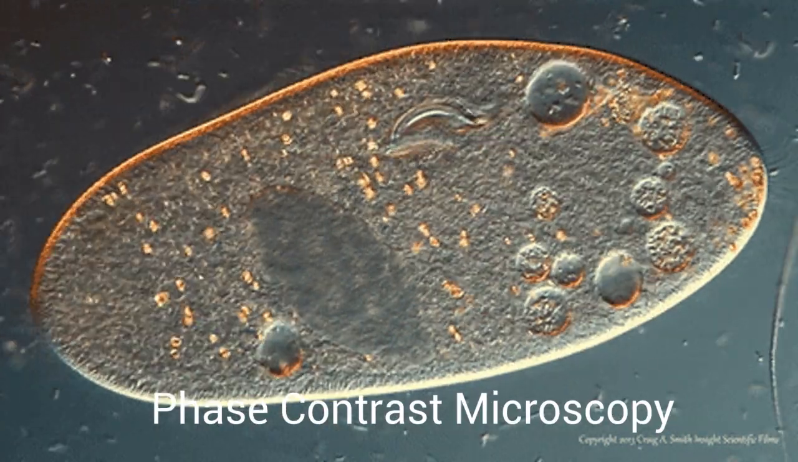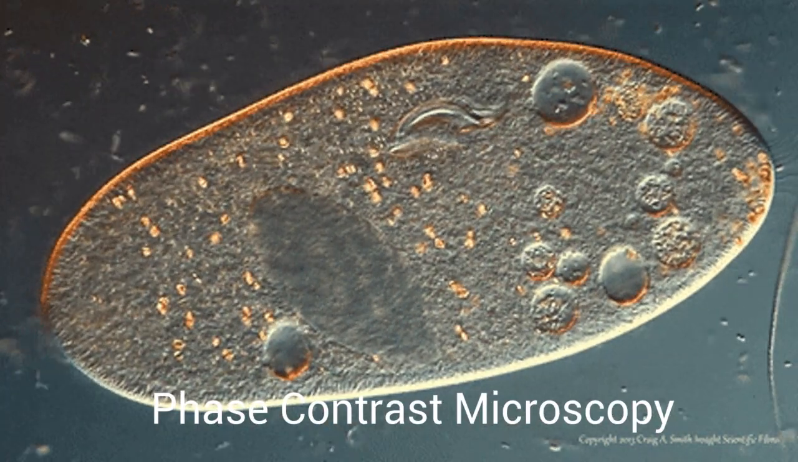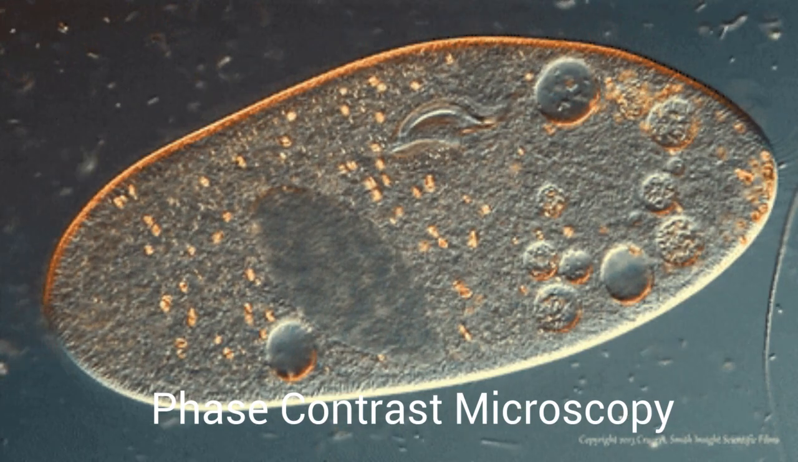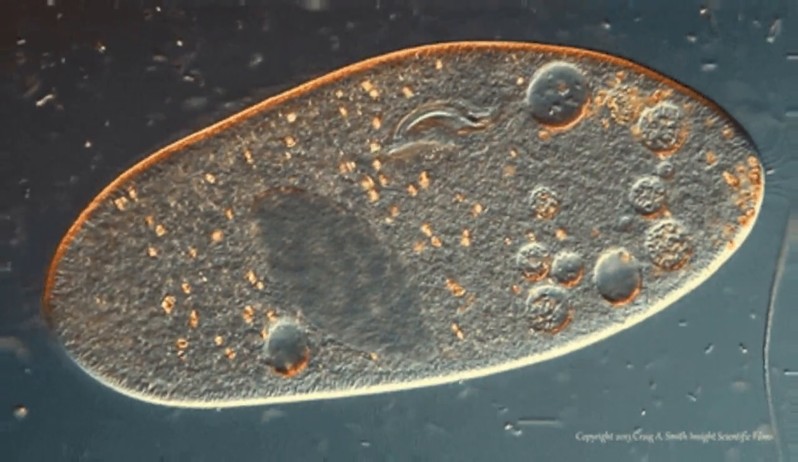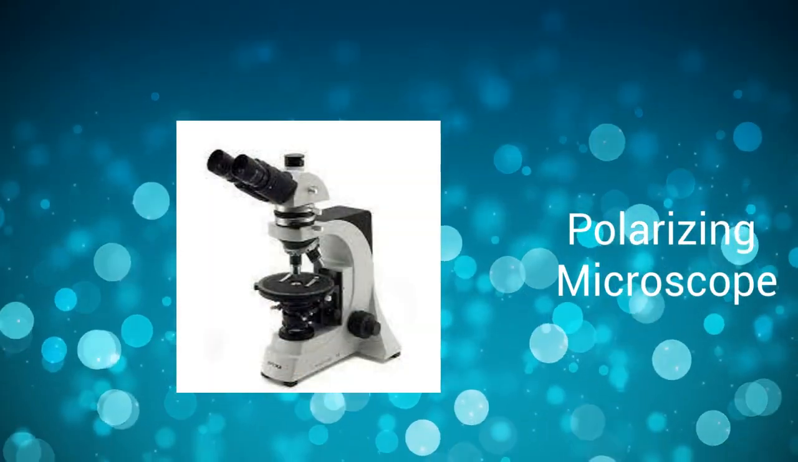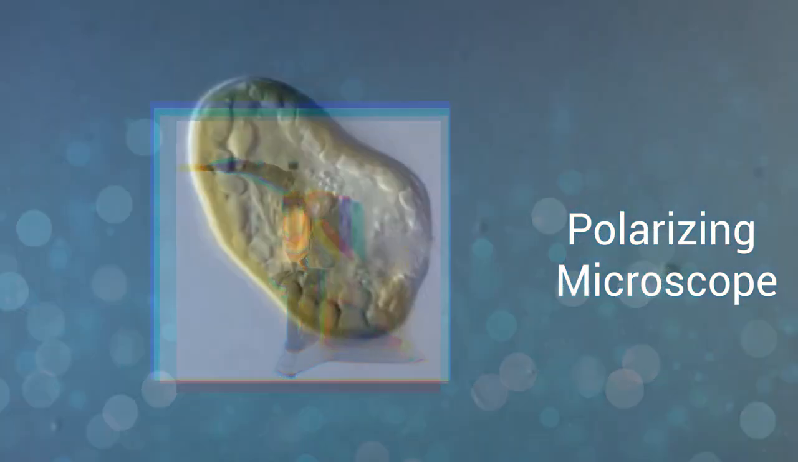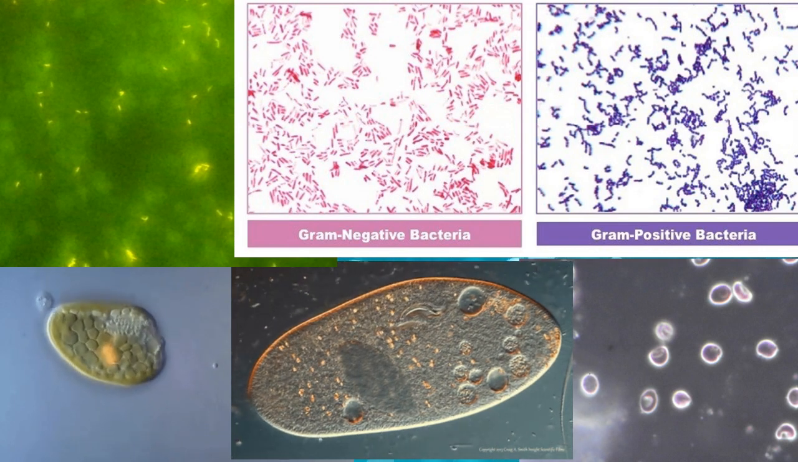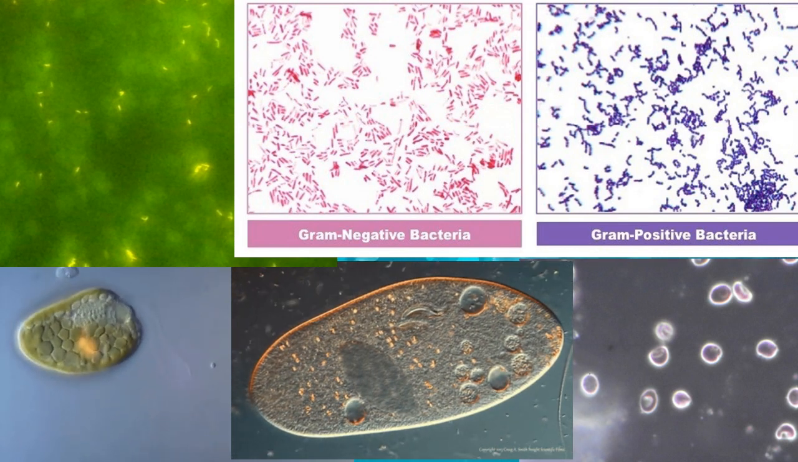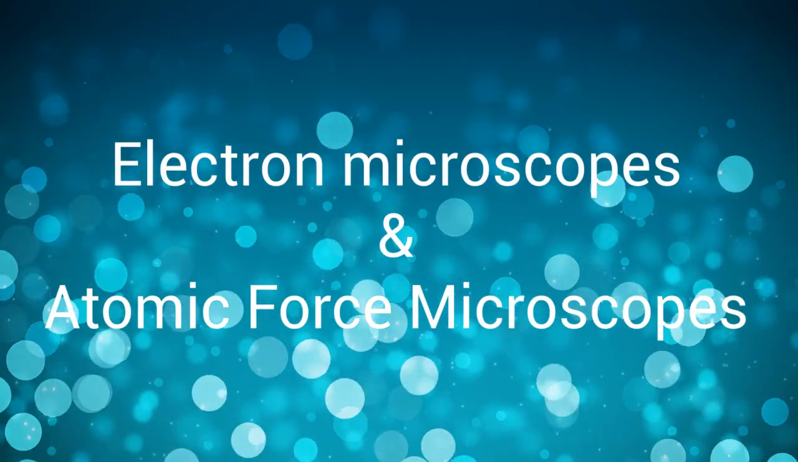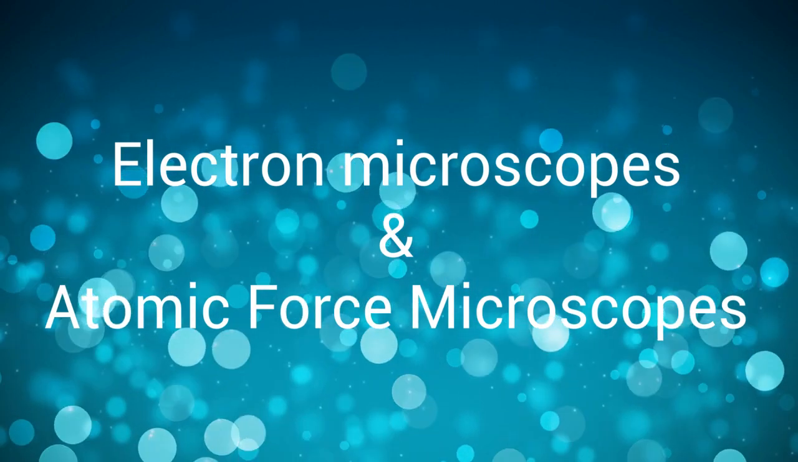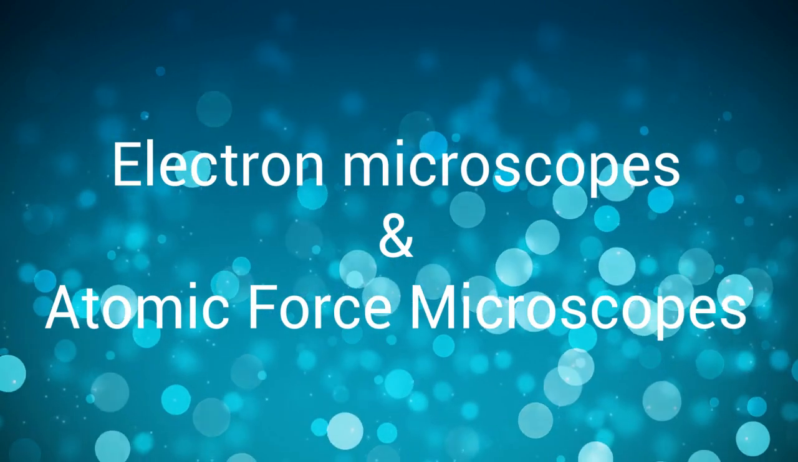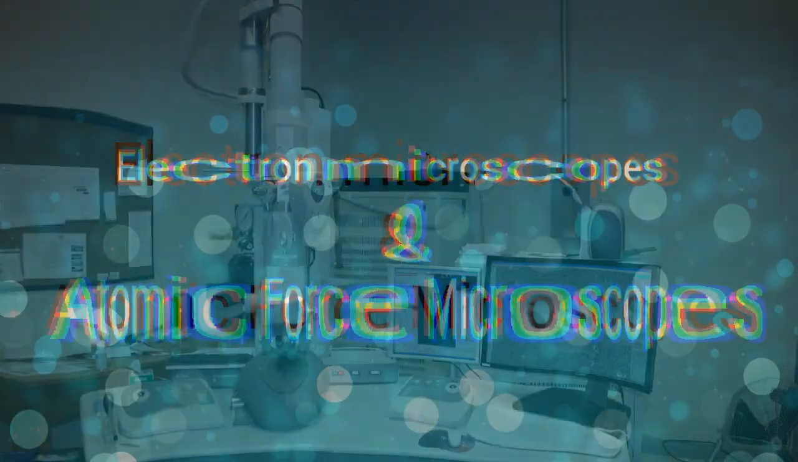It uses the phase shift in the transmitted light to produce contrast in the image. Another type of microscope is polarizing and interference microscope. It helps us visualize colorless and transparent objects, creating contrast with the background. All these were the examples of light microscopes that use light as a source of image formation. We have advanced microscopes that include electron microscopes and atomic force microscopes.